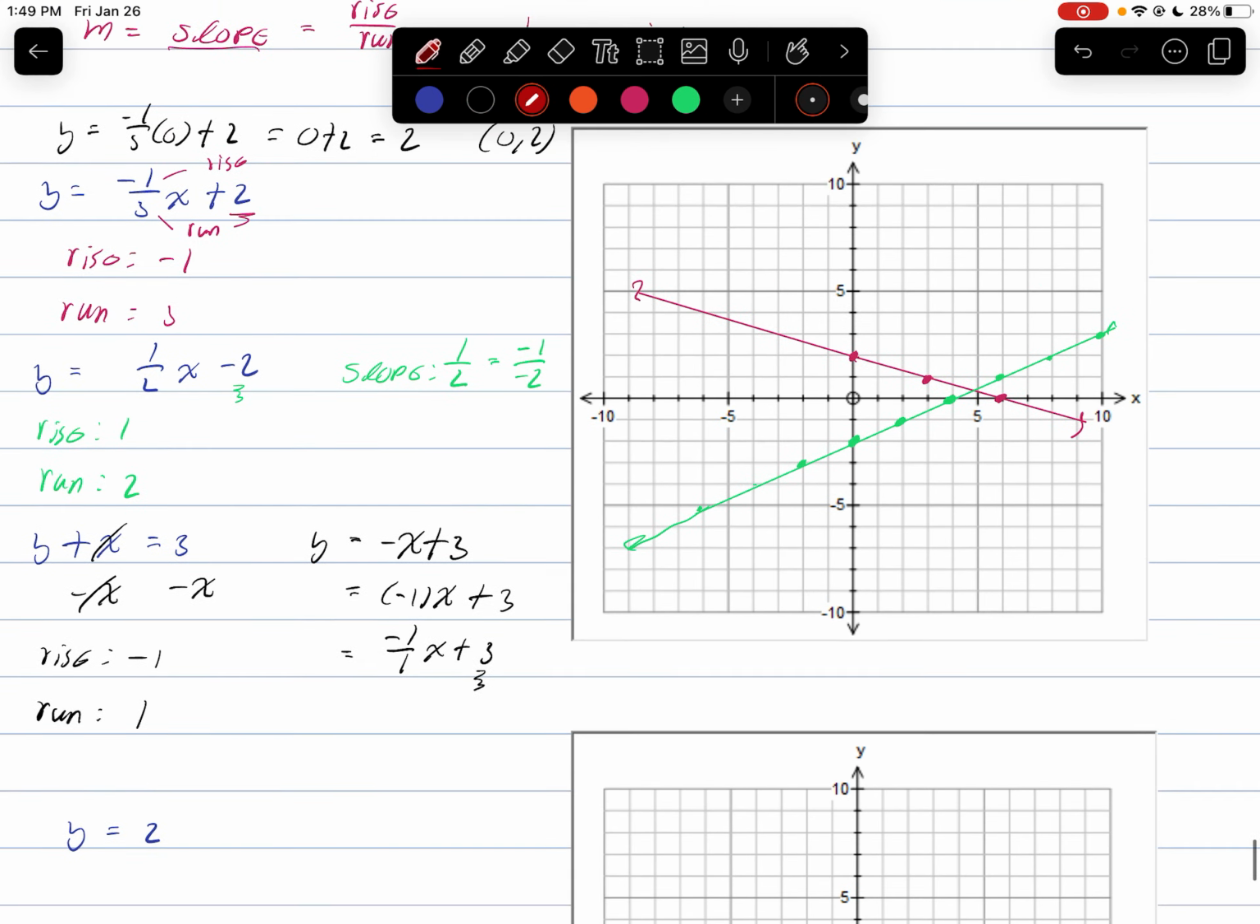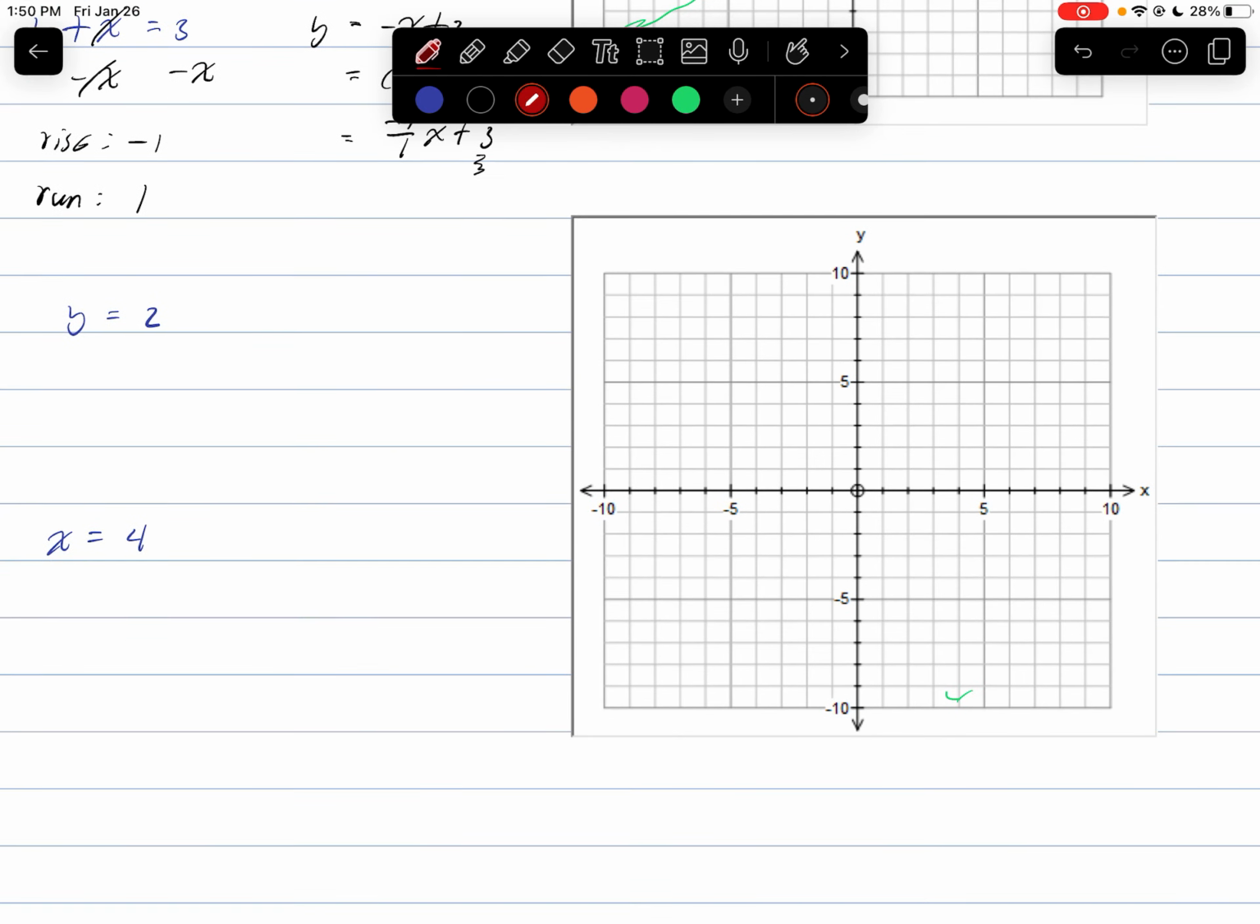So we go up 3. And then we have a rise of -1. And then we go a run of 1. Okay, down 1 to the right 1. Down 1 to the right 1. Down 1 to the right 1. And you can continue that as long as you want. And so this is going to be the basic shape of this graph.